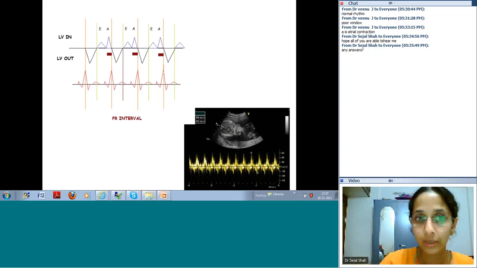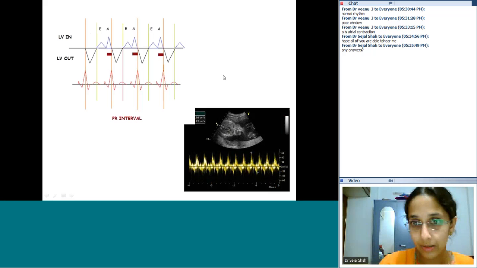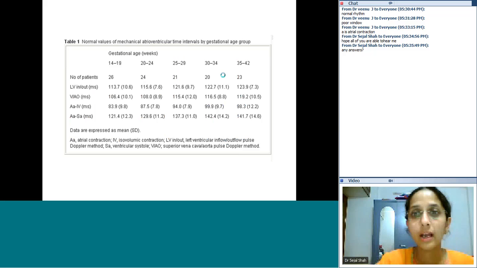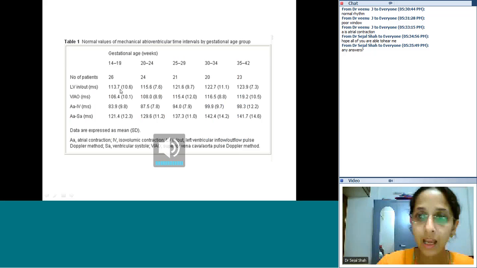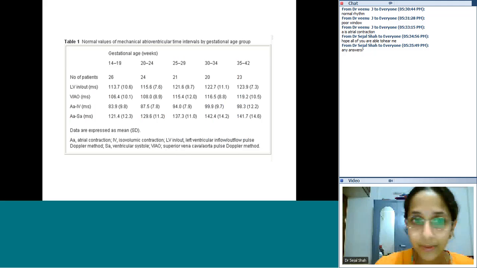In a similar way, this is E and A, and when you start from the beginning of the A to the beginning of ventricular contraction, this is the PR interval. The PR interval is important for us. We have values for all gestational age groups, and it depends upon the technique used to measure the PR interval. The value varies. On an average, it ranges between 100 to 125 milliseconds.